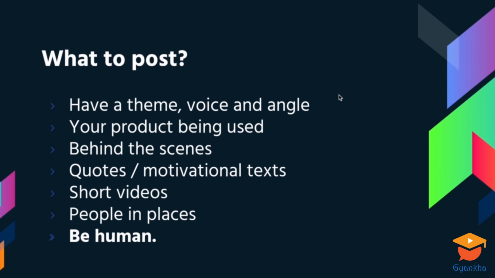Then you see below that I've got examples of types of images and content that you can post: your product being used, behind the scenes, quotes and motivational text, short videos, and people in places. I'll speak about this in the upcoming slides, but most importantly, what I want to speak about in this slide is that last point, which is be human. This is what a lot of brands fail at, and this is why their accounts don't grow and people don't engage with them.